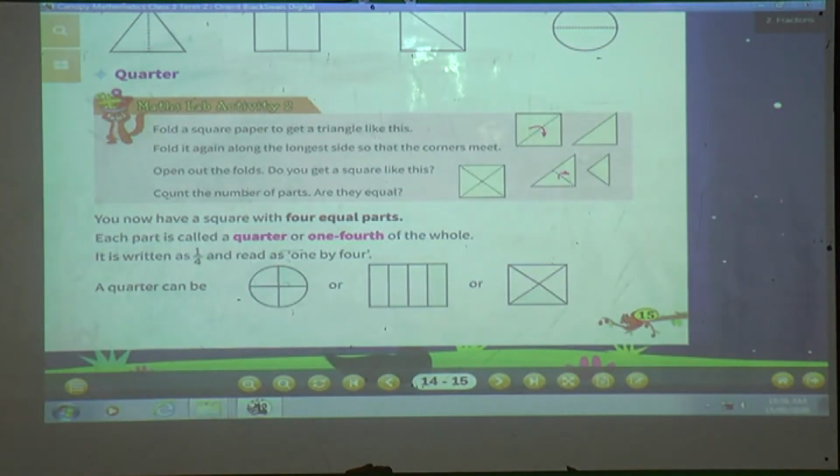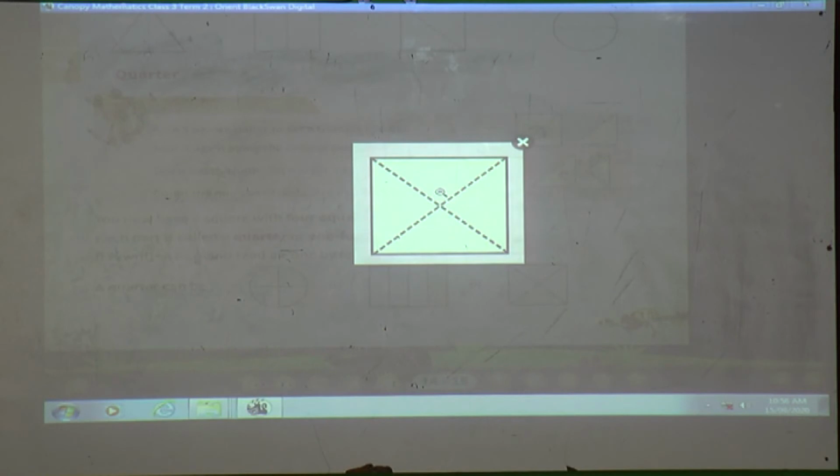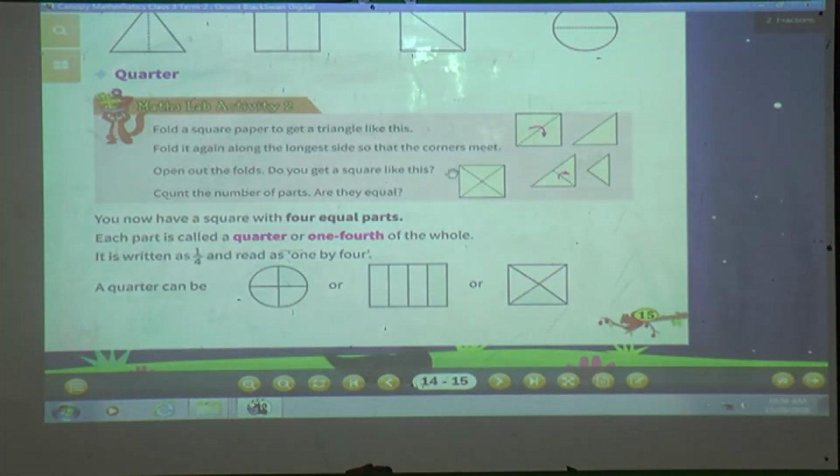Okay, then each part is called a quarter. Now see here, you can see all the four parts are equal. So each part is called a quarter. Now tell me, what is the definition of quarter? Yes, when we divide something into four equal parts.